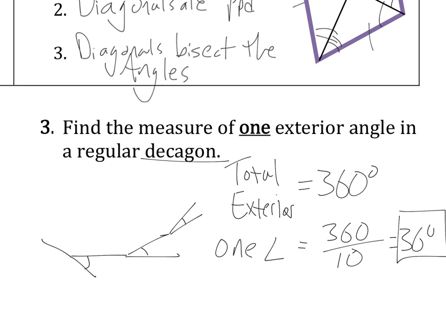Okay. Also, we just found out that the interior was 144 degrees. So these two have to add up to 180. And so if you ask yourself, what do you add to 144 to get 180? Well, that's going to be 36 degrees. Okay, 2 ways to do that.